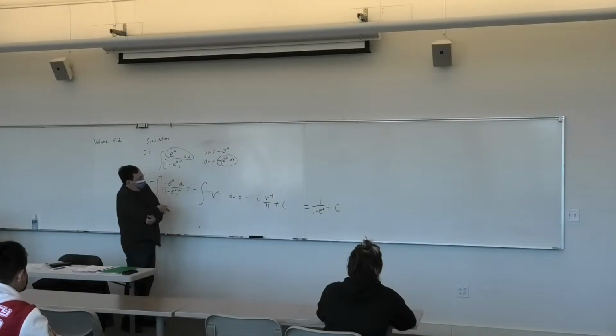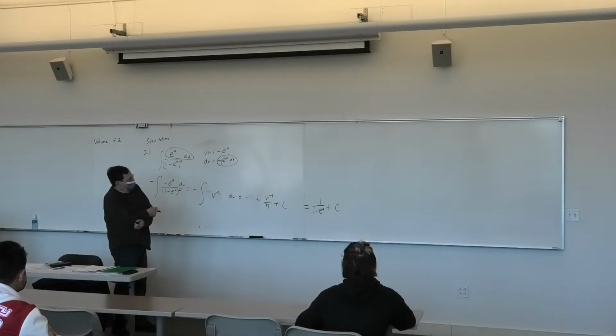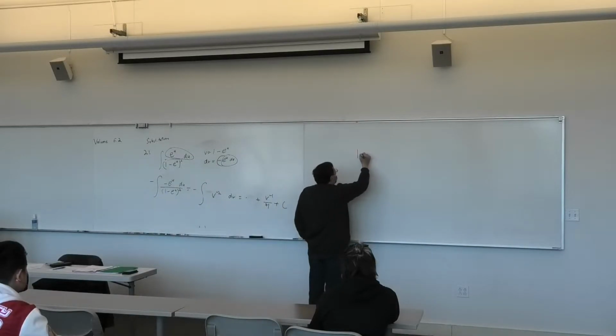All right. Sometimes I'm just happy with the result that it feels right and I'm ready to move on. But here I feel a little uncomfortable. I want to check my work here. I'm going to write this as 1 minus e to the u, to the minus 1, plus c.